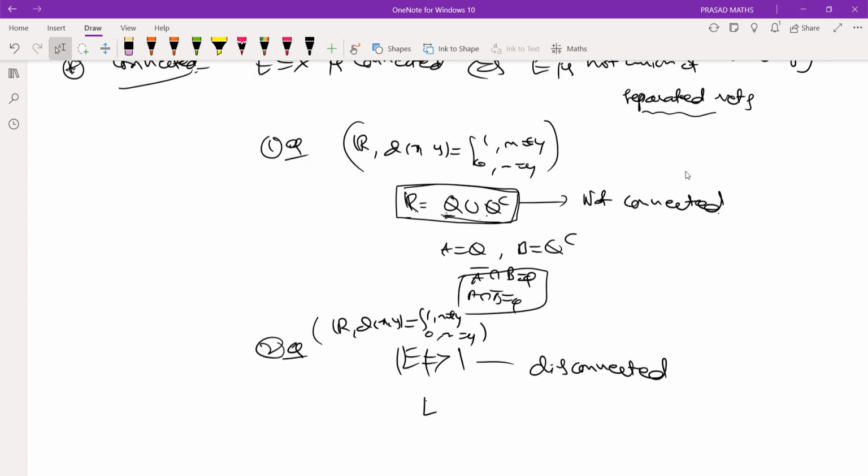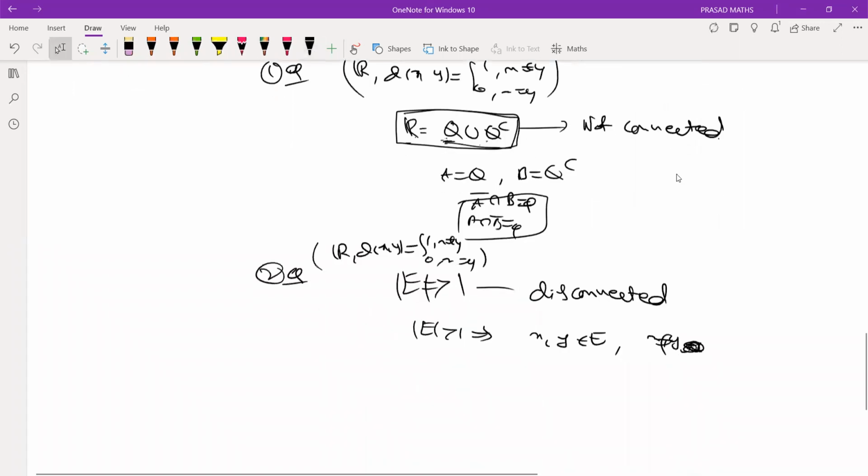Why? Because the cardinality of A is bigger than one, which means it contains a minimum of two elements. Without loss of generality, you can take x and y in E which are not equal, they are distinct. So E can be represented as {x} union E minus {x}.